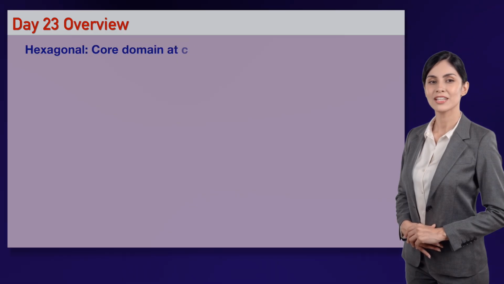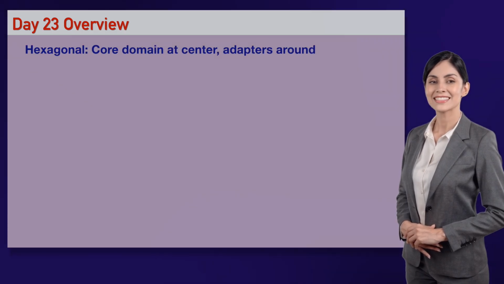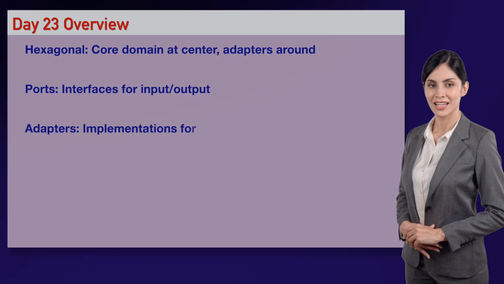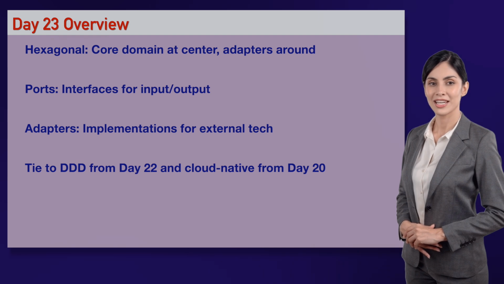In greater depth to give you a clear roadmap, hexagonal architecture places the core domain logic at the center, surrounded by ports as interfaces for incoming and outgoing interactions, with adapters providing concrete implementations for external technologies. This structure ensures the business rules remain independent and testable. We'll explore how ports define contracts for use cases and how adapters connect to real-world concerns like databases or UIs.